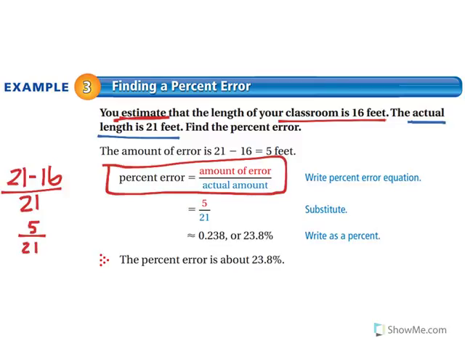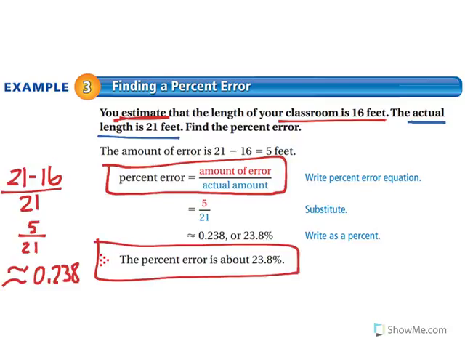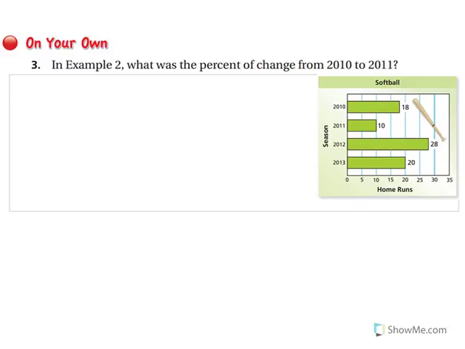And 5 divided by 21 is approximately 0.238. And then as a percent, you move the decimal over 2 times to the right, and you get the percent of error is about 23.8%.